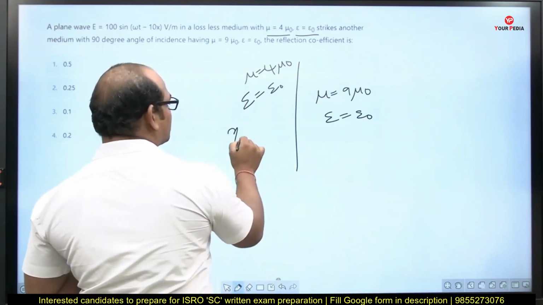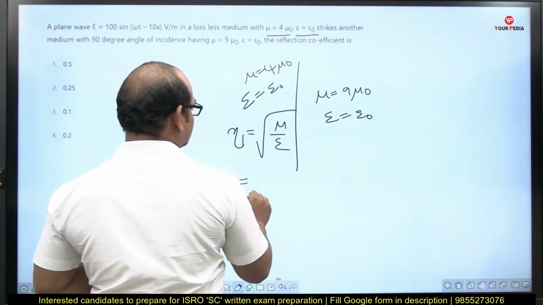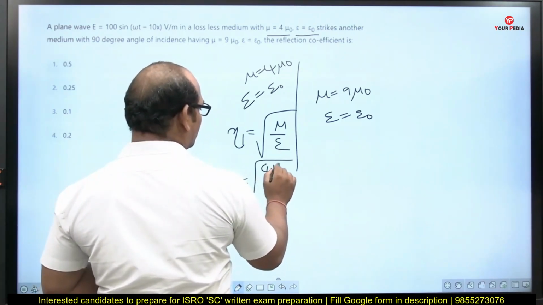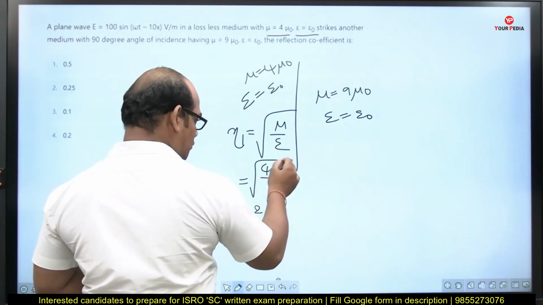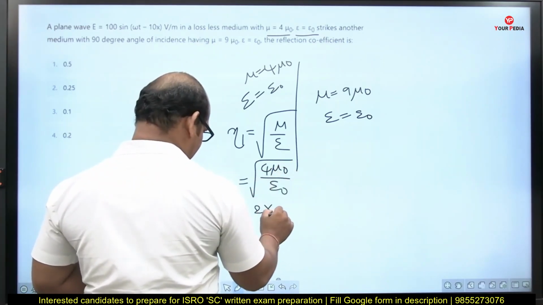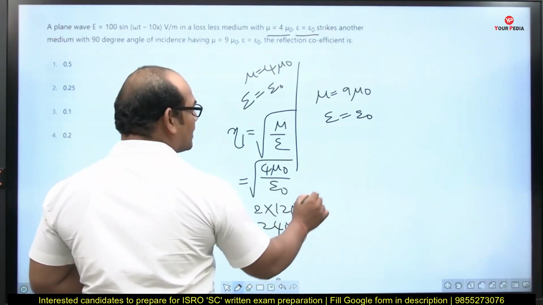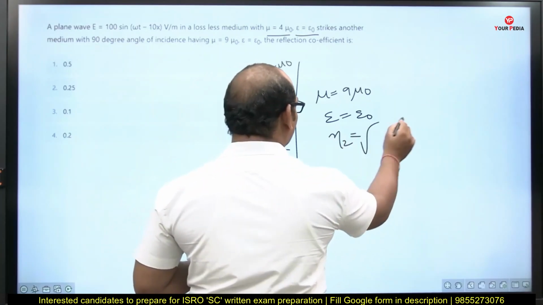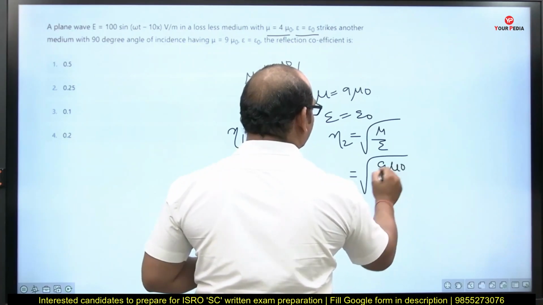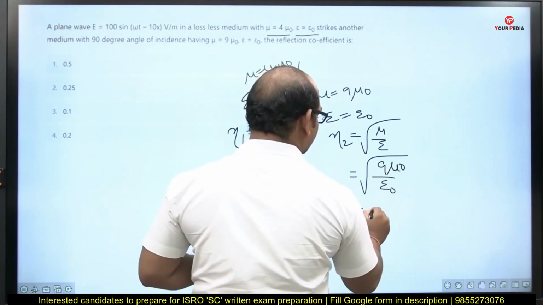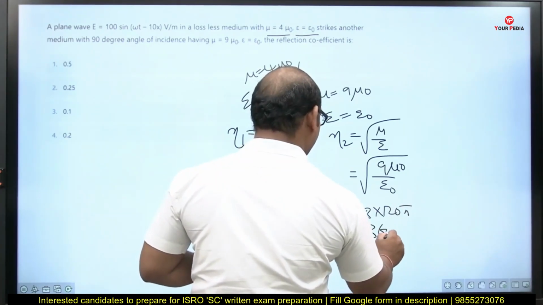So first you calculate the impedances related to this one. The impedance formula is square root of mu by epsilon, so it is equal to square root of 4 mu naught by epsilon naught. Root 4 is 2, and root of mu naught by epsilon naught is 120 pi, so you will get 240 pi. And in medium 2, eta 2 is equal to root of 9 mu naught by epsilon naught, so this is 3 into 120 pi, which is 360 pi.